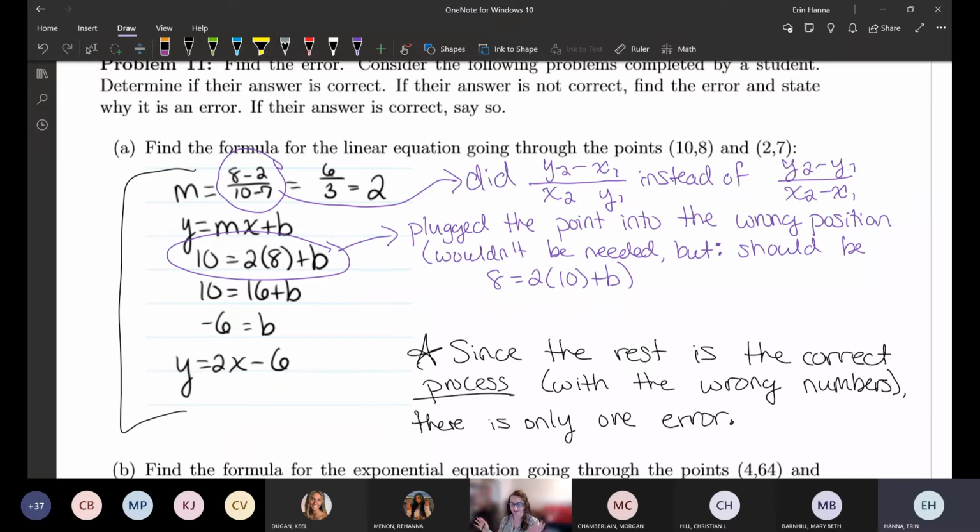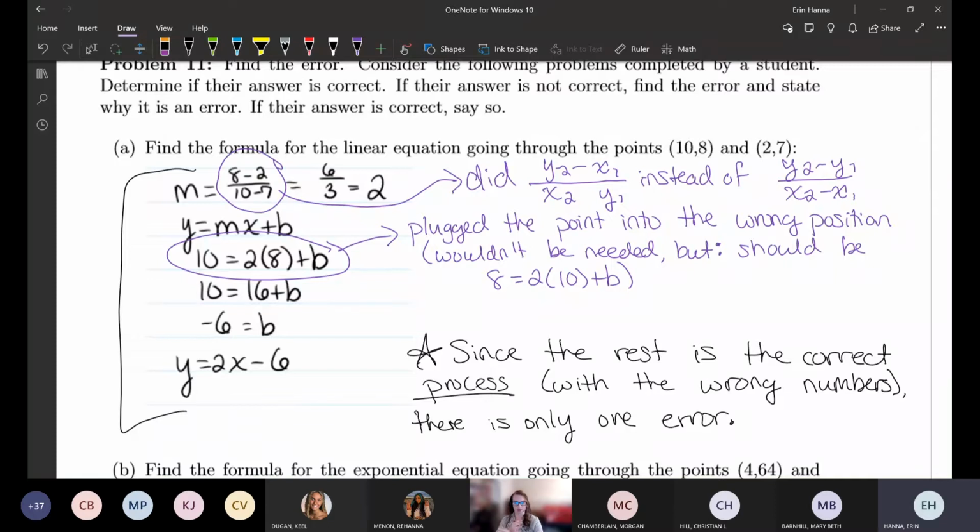If you can't think of another reason why it's wrong, you can fix it. If all you can think of is, I don't really know how to explain why this is wrong, but this is what they should have done. But see here, I pointed out the incorrect format that they used and then the correct format for the slope. And then for the second error, I said that they plugged them into the wrong spot.